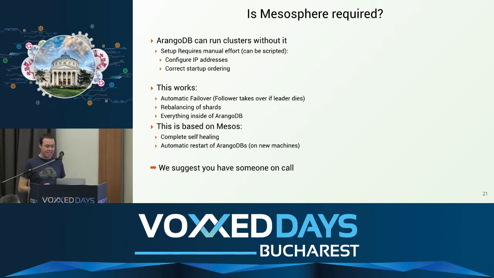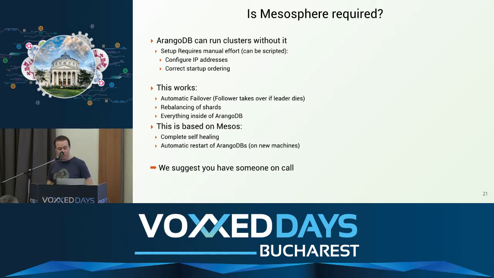Is Mesosphere required? The answer is no, so ArangoDB can run clusters on its own, but you have to do some manual effort. There is a script which reduces this effort to writing one line of code on all the servers that want to play a role in the cluster. But you have to figure out the IP addresses and all this stuff yourself. So correct startup ordering is already done by our script. Then you get automatic failover. So whenever one of those machines dies, the replica set takes over. You can rebalance all the shards automatically and all the features that ArangoDB offers.